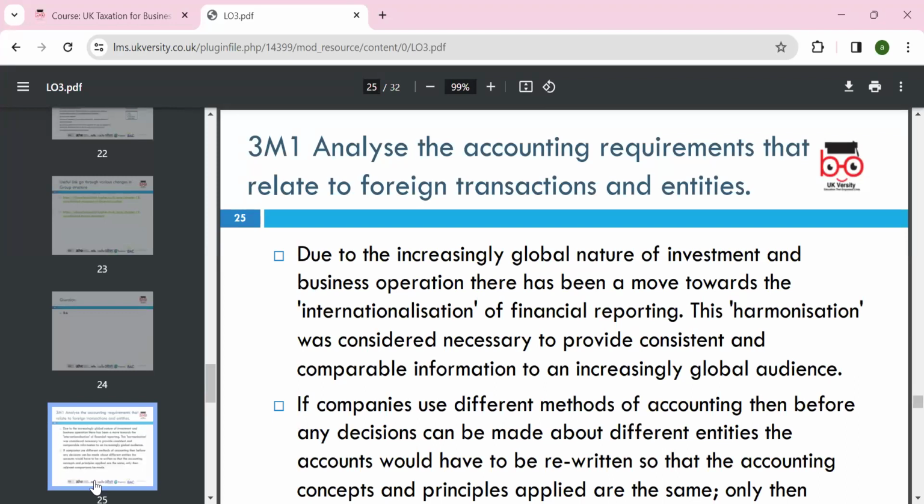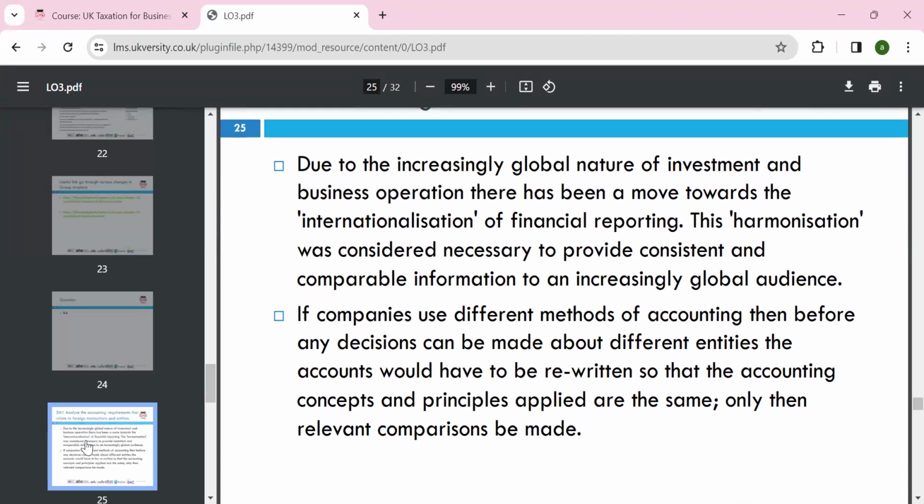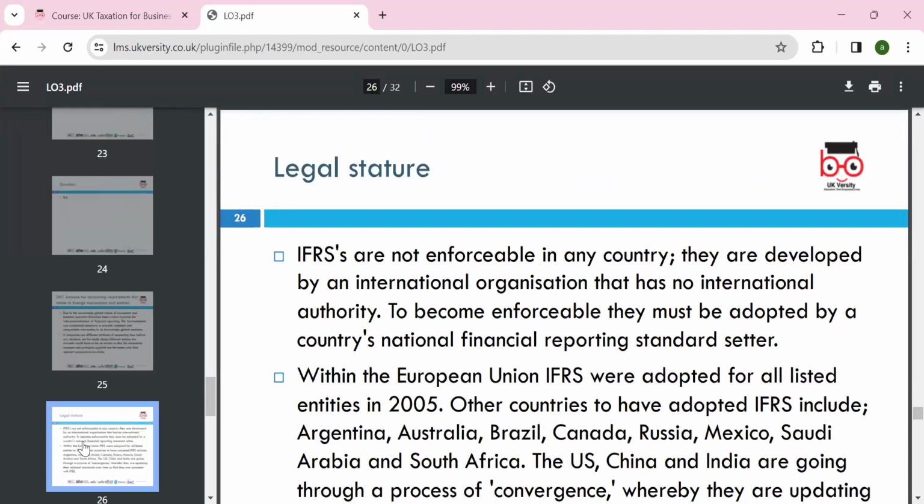If you want to work toward the merit criteria, analyze the accounting requirements related to foreign transactions. Due to increasing globalization, business operations are moving towards internationalization of financial reporting. That's why we have international financial reporting standards, which reflect a harmonized system throughout, like the terms revenue, turnover, sales. So we now use the word revenue.